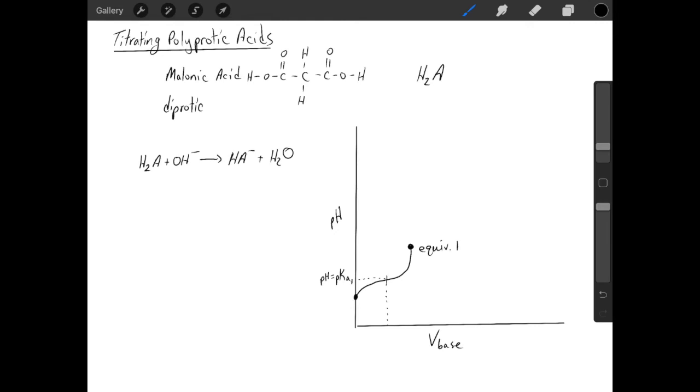And more specifically, this is the first pKa, the pKa1. And this half equivalence point works exactly the same way as it does for a monoprotic acid. As you're beginning to convert H2A to HA-, you're going from a weak acid to its weak conjugate base, and you're building a buffer system. And halfway between having pure H2A and pure HA-, you have equal amounts of the conjugate acid and the conjugate base, which means you've got a buffer system with pH equal to pKa.